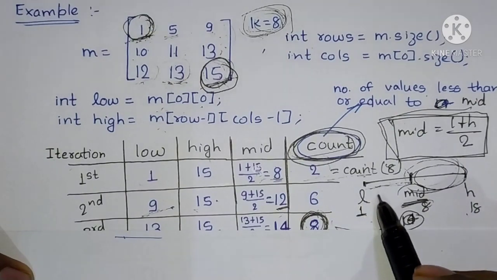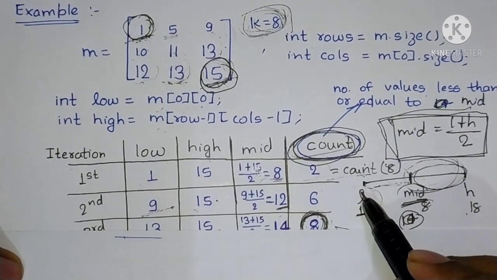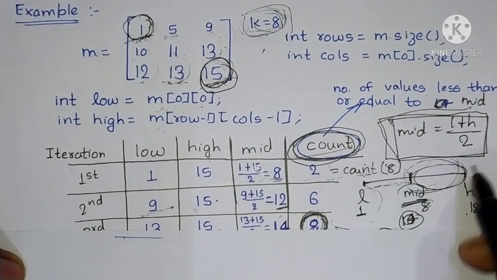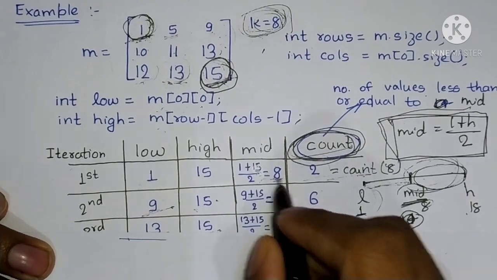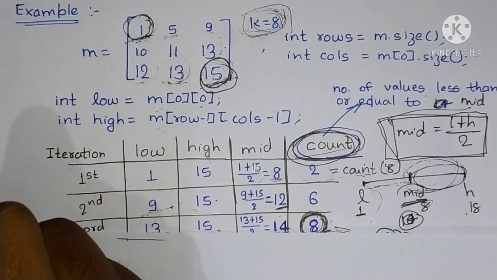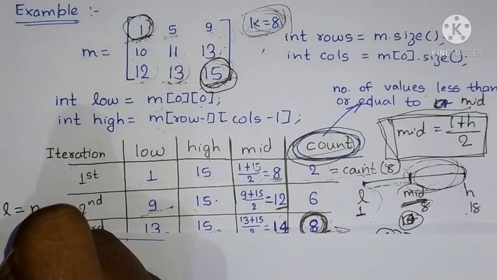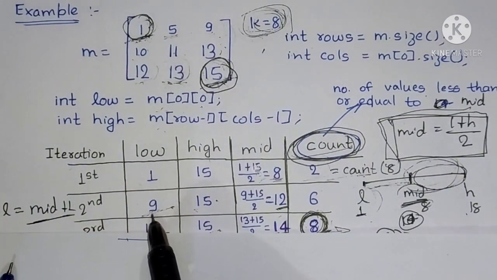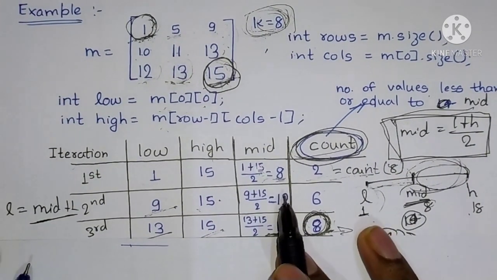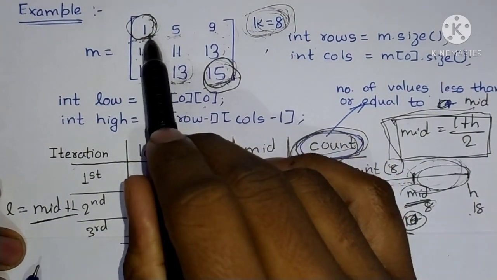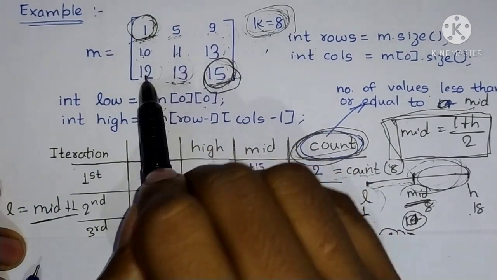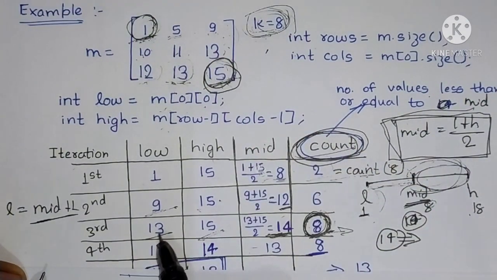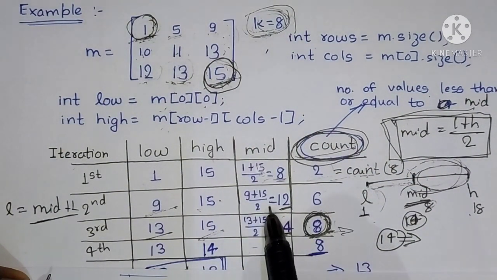So what will we do? We will increment this low to mid plus 1, because we know that the number will be found to the right of mid. So now L will be mid plus 1. So now low is 9 and high is 15, mid comes to be 12, and the count for 12 is 1, 2, 3, 4, 5 and 6. So the count is 6. Still the count is less than k, so incrementing the low value again, mid plus 1.